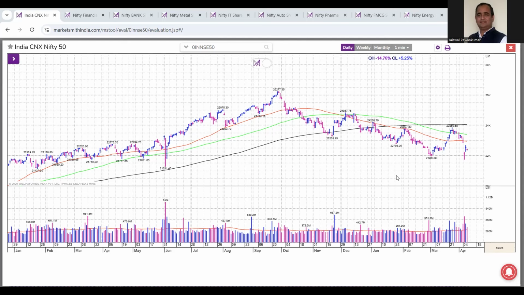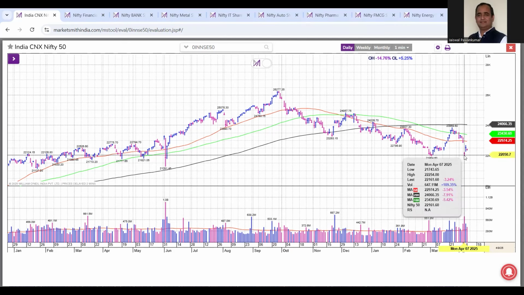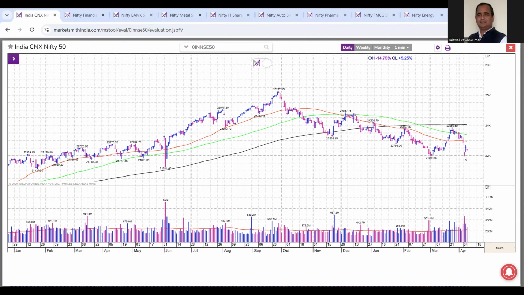First, if we talk about Nifty 50, as you can see in this chart, last week when this trade tariff was declared, Nifty 50 fell below 22,000 and recorded a low of approximately 21,700 on this particular day, but it recovered on the same day and closed above 22,000.